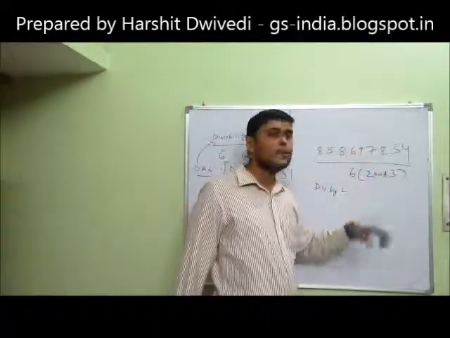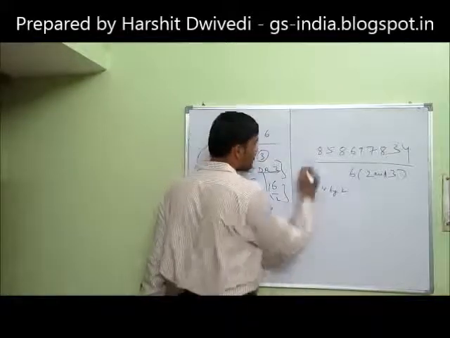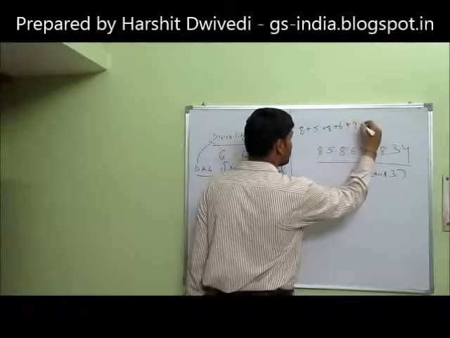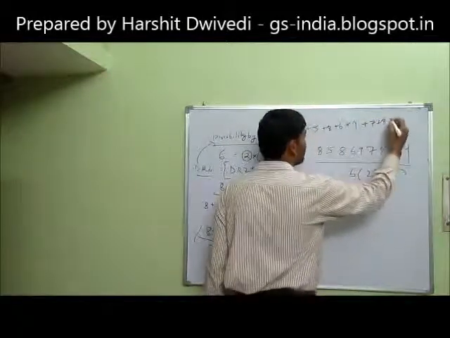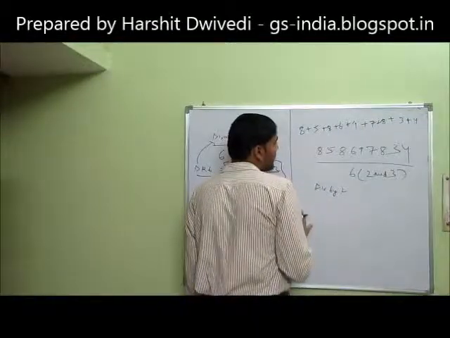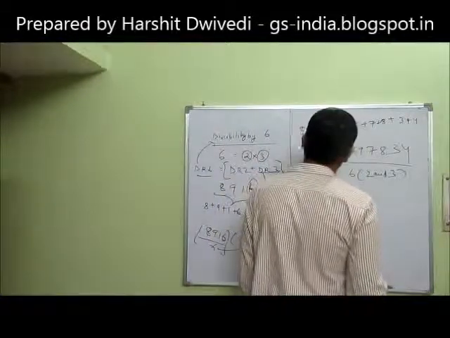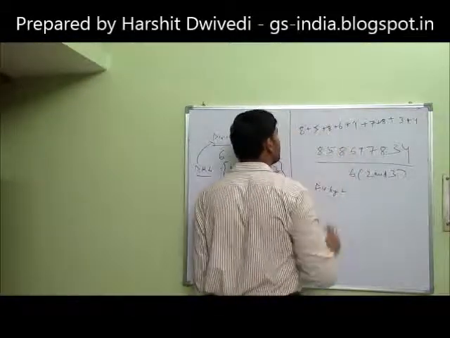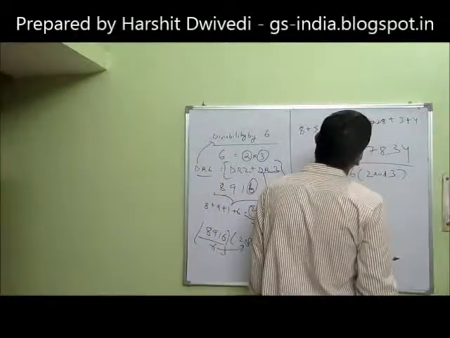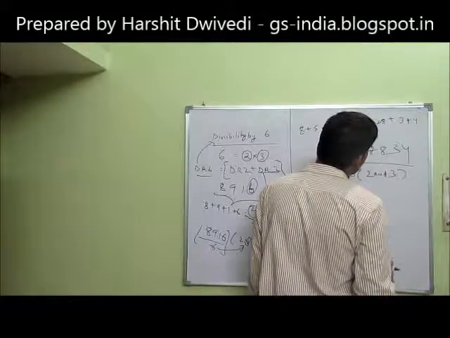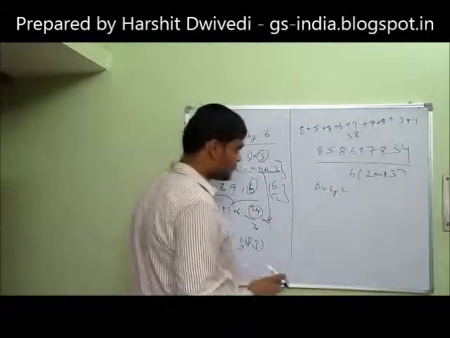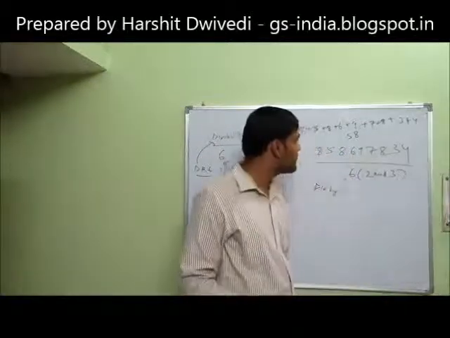Coming to 3, is this number divisible by 3? Let us check. I have to add these digits. So adding 8 plus 5 plus 8 plus 6 plus 9 plus 7 plus 8 plus 3 plus 4. Let us see what I got here. So I got the sum of these digits as 58.